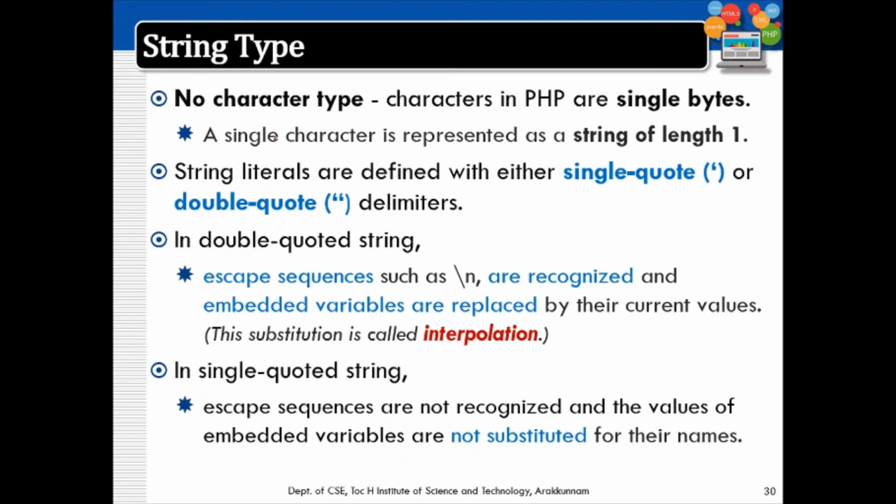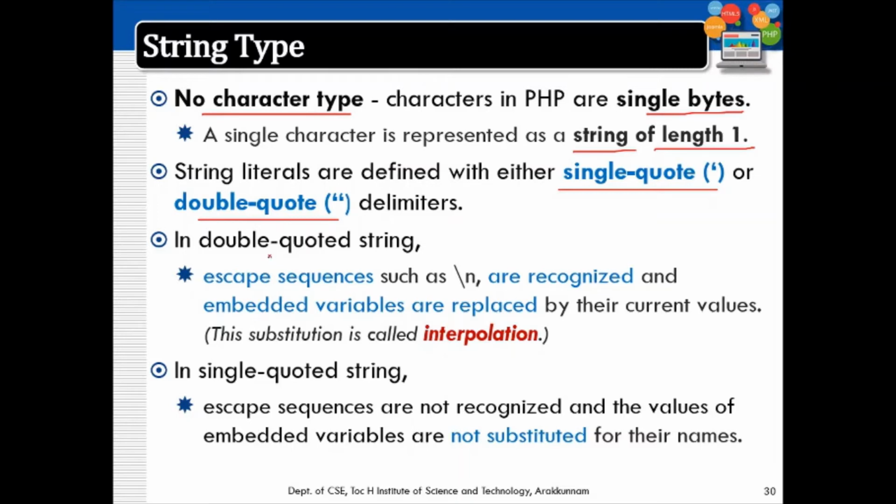String type, moving on to this, there is no character type. Generally in C we have a single character type which is represented by single quotes. In PHP, there is no character type. Everything is represented as strings. Characters are single byte characters. So a single character in PHP is represented as a string itself with a length of one character. It can be included inside single quotes or double quotes. There is no difference, we can use either.